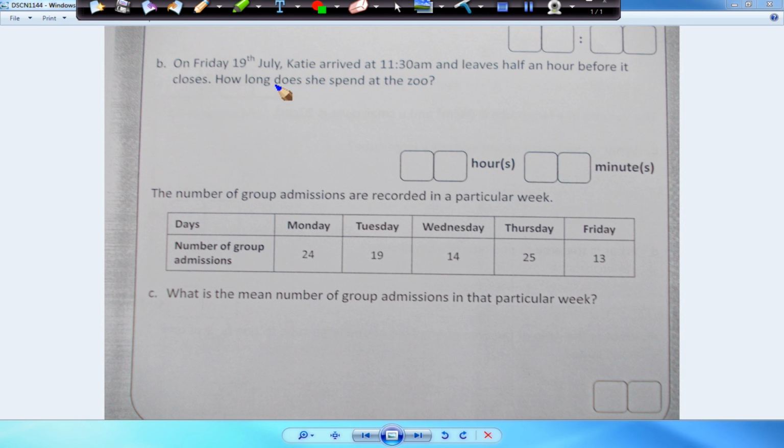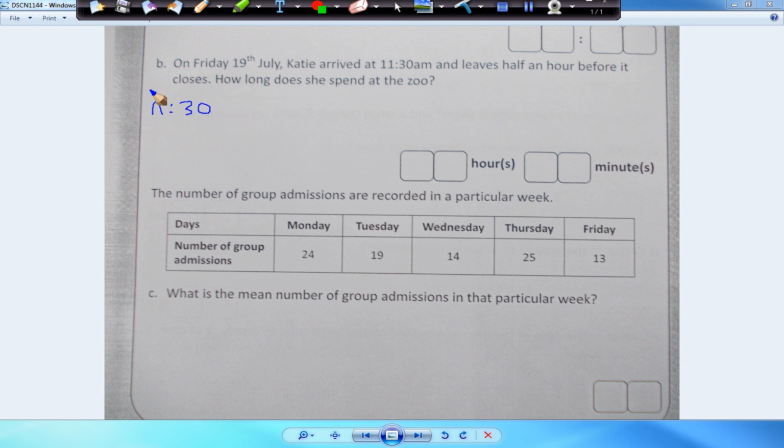Right. On Friday, 19th July, Katie arrived at 11:30 a.m. and leaves half an hour before it closes. How long does she spend at the zoo? Okay. So we know she arrived at, what time did she arrive? She arrived at 11:30. Okay. And on Friday, 19th of July, so that's going to be the first time zone, isn't it?